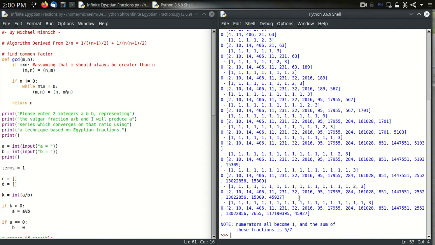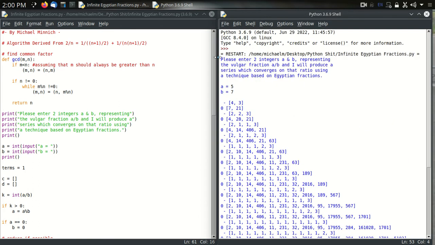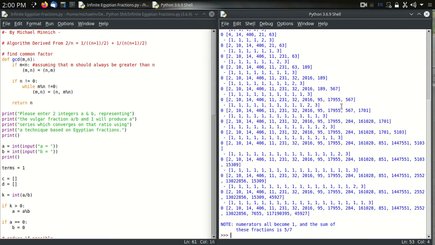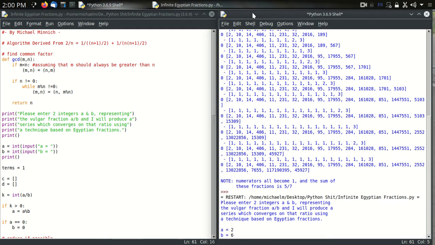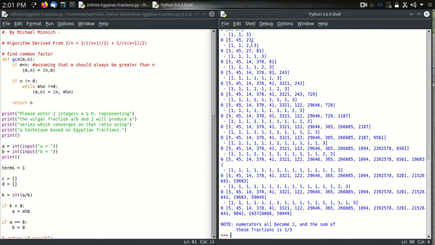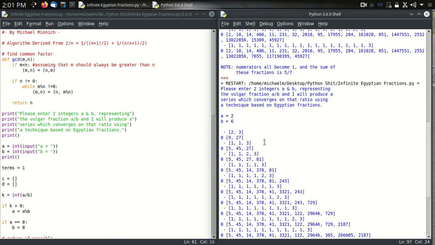So it's convergent, right? So let's see, how did I write this? Please enter 2 integers a and b representing the vulgar fraction a on b, and I will produce a series which converges on that ratio using a technique based on Egyptian fractions. Okay, and I had to fiddle with it a little bit because there were some details that I didn't anticipate, but I think it works now. So if I do something like 2/6, at the end it recognizes that that's 1/3, and here it's not messing it up.